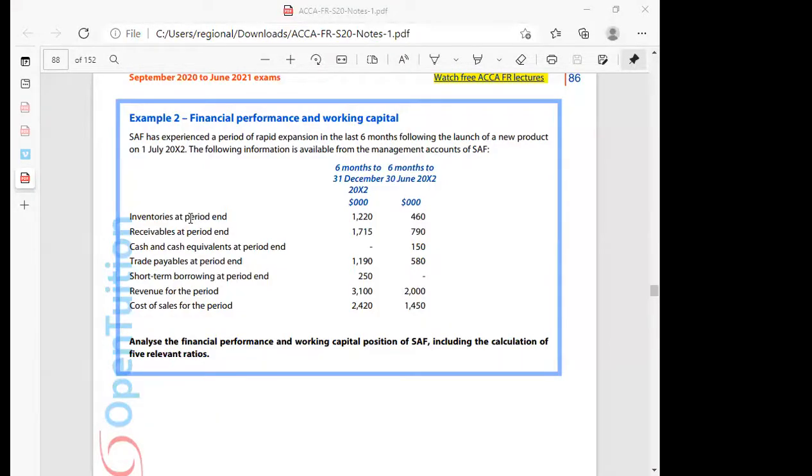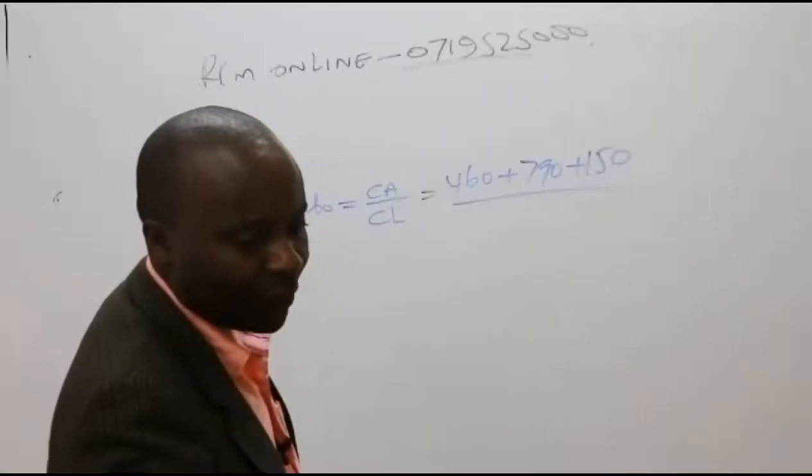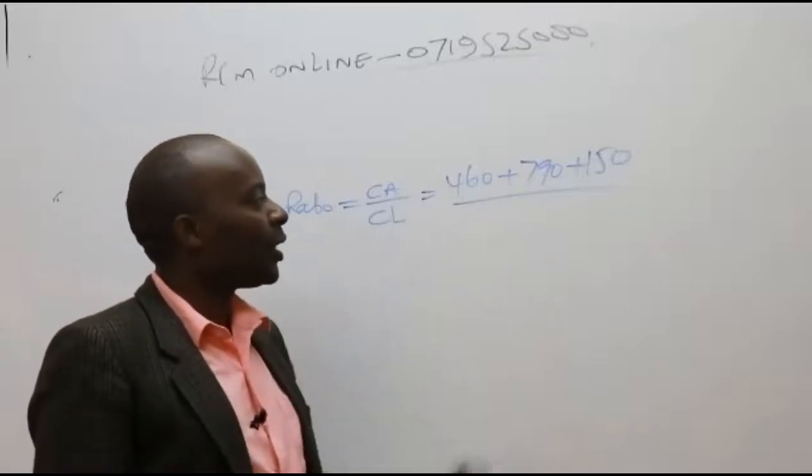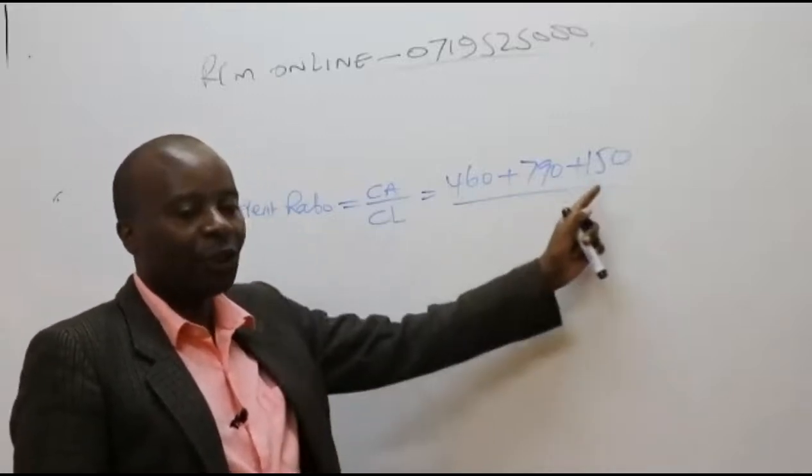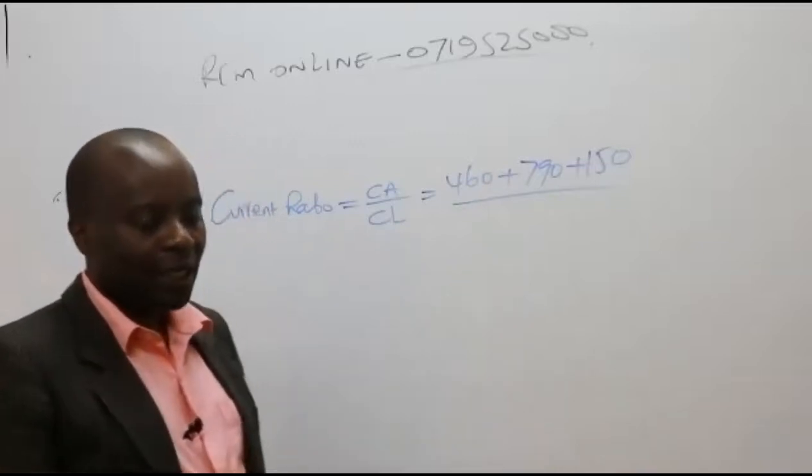Current assets, we have inventory, we have receivable, we have cash and cash equivalents, those three. So we want to do the ones of June. So June current assets will be 460 plus 790 plus 150. Those are the only current assets that we have. So I've taken the inventory, the receivable and the cash, all over current liabilities.